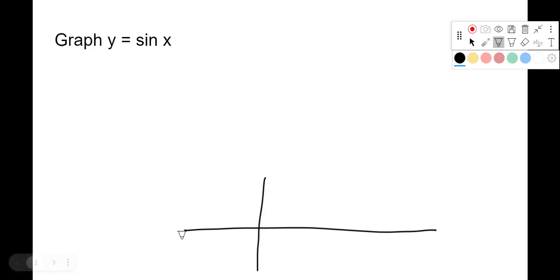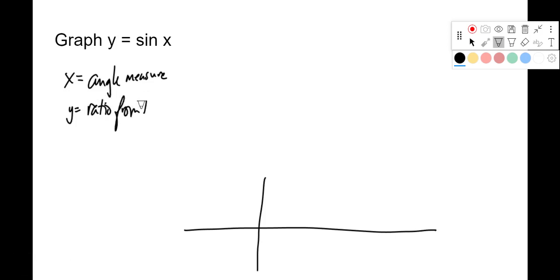Now, points on the trig graphs are a little bit different. The x value, which goes to the left and right, is an angle measure, right? So, for example, I would have to put a pi over 2 in here for me to figure out the sine of pi over 2, or pi for me to figure out sine of pi. The y value is the ratio that you get from the trig function, right? So let's show you a couple of examples here.